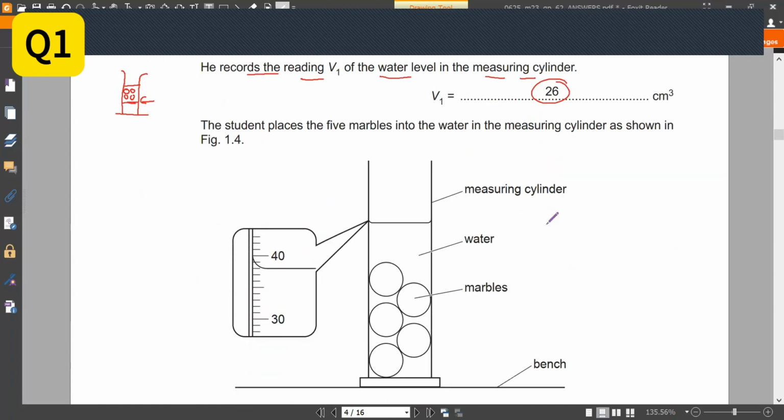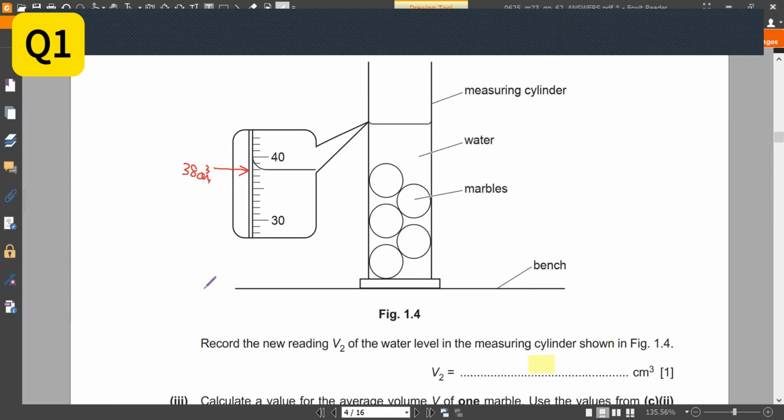Now, after we put the marbles, we have the after reading. So we will take this reading here. Straightforward, 38 cm cube. So record the new reading, which will be 38 cm cube.